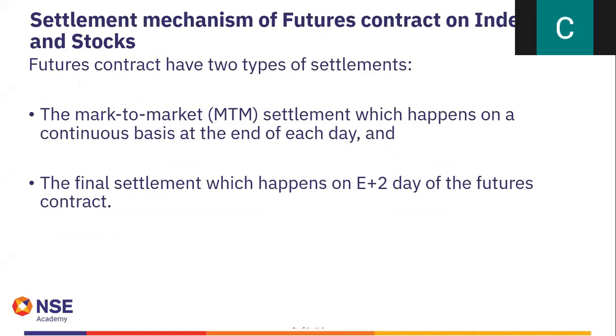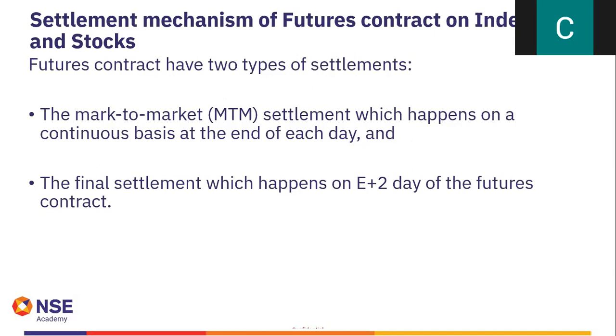Now, let us see this particular part, MTM, the settlement mechanism of futures contracts on index and stocks. Okay, so there are two settlements: MTM settlement and final settlement. MTM settlement happens on a daily basis. Final settlement, as it is mentioned, will happen on E plus 2. E is nothing but expiry date. Expiry date plus 2 days of the futures contract. Okay, daily settlement is called MTM, and the final one is called final settlement.